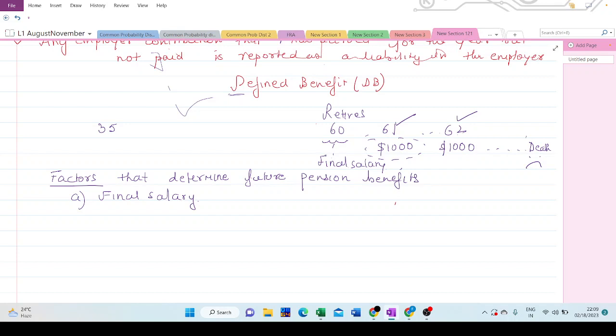Final salary would be paid to the employee when he retires, that is at age 60. Then years of service and a benefit factor. So this $1,000 payment is dependent on these three factors. Please understand, this intuition for what is going to be paid after retirement is very important, right?